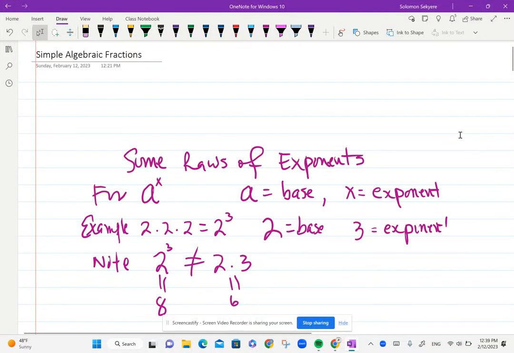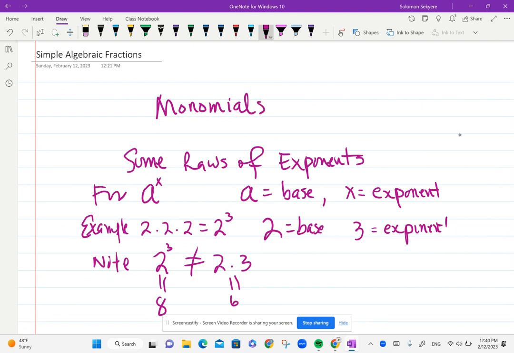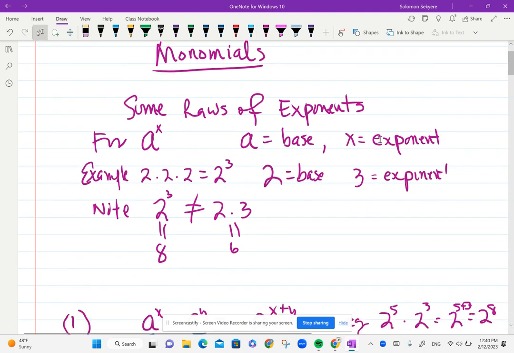Okay, let's press on. In this video, we're going to simplify some monomials, simple algebraic fractions. Before we do it, let's explore some laws of exponents.